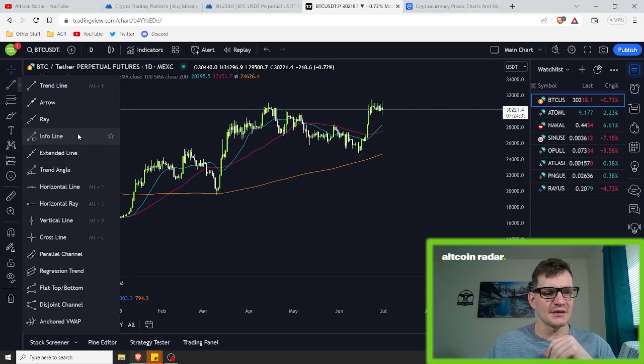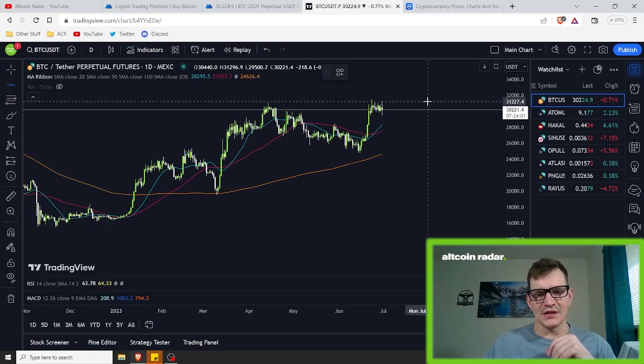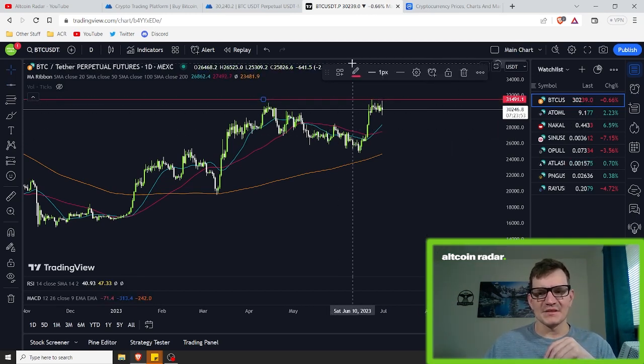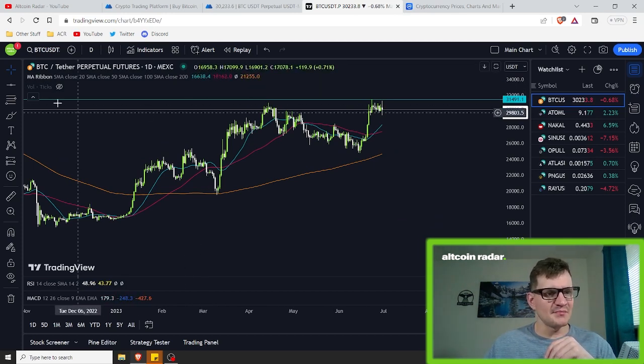So I will go ahead and grab my horizontal line tool and we will start marking away, all right? We've got one probably right around this area right here. Let me go ahead and make that a different color. We'll make it light blue just to make it different than all the other colors here. All right, so we got light blue there.